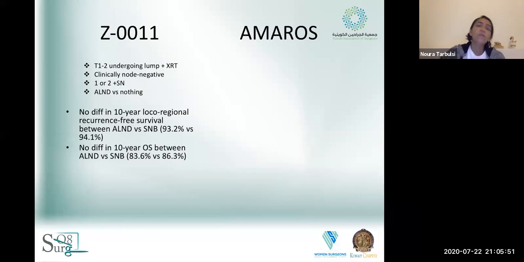So no difference in 10-year local regional recurrence between dissection and no dissection group. And no difference in the overall survival in the 10-year follow-up. So the Z11 was published, and they had their results after a 5-year follow-up, and then 3 years ago they published their 10-year follow-up. And there is no difference between the dissection versus sentinel lymph node alone group.